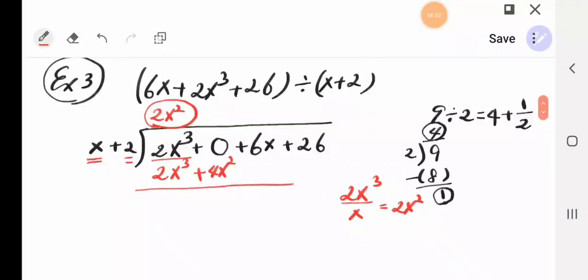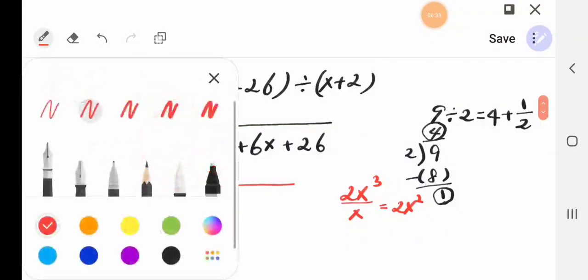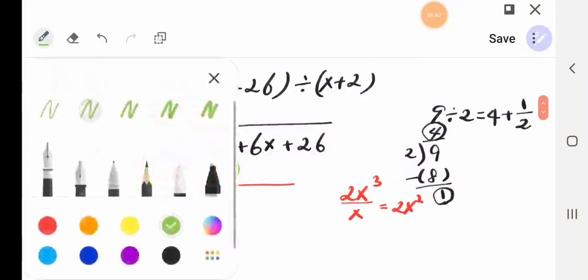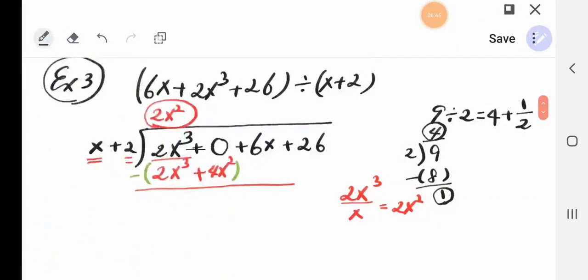And then we do subtraction. Let's subtract this expression from the first line. Then 2x cubed minus 2x cubed is 0. Once it's 0, we don't have to write it. Next one is 0 minus 4x squared. So this will be minus 4x squared because we subtract it. And then bring the next one down.